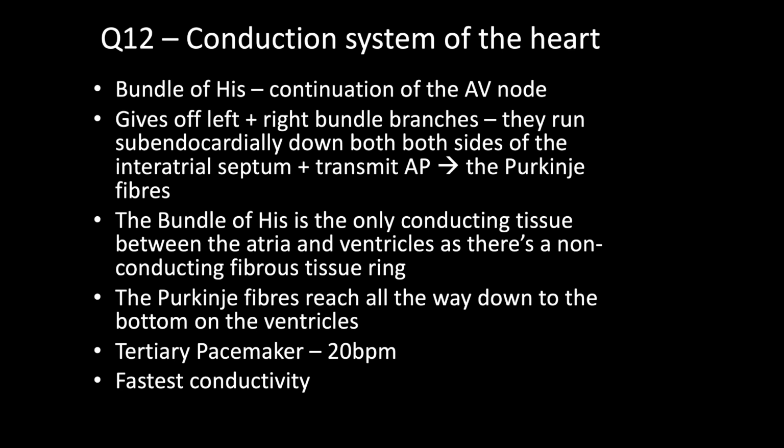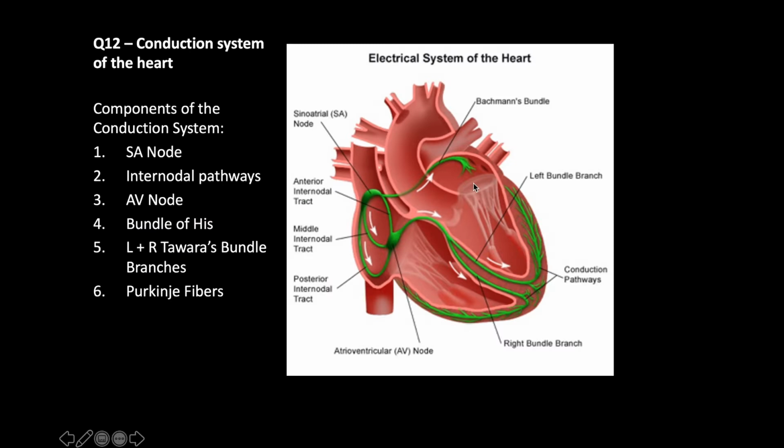So the bundle of His is a continuation of the AV node. It gives off the left and the right bundle branches that run subendocardially down both sides of the interventricular septum and transmit the action potential to the Purkinje fibers. The bundle of His is the only conducting tissue between the atria and ventricles, because there's a non-conducting fibrous tissue ring between the atria and the ventricles. So as you can see here, the only possible way for the conduction to go through is through the bundle of His and down into the septum.